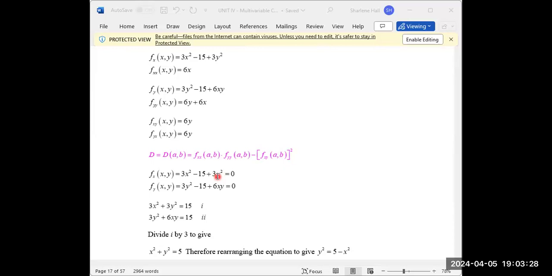So the difficulty came from 3x squared plus 3y squared equals 15, and 3y squared plus 6xy equals 15. Give me half a second, please.